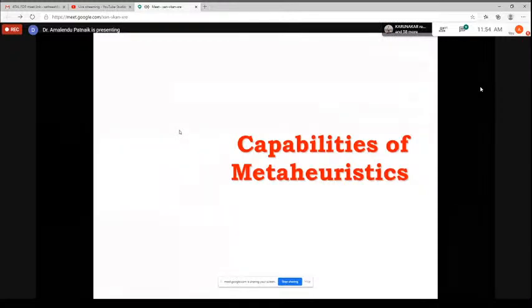So we've studied the different meta-heuristic techniques that have been applied in antenna engineering. Now, let us study how to effectively use these for antenna designing. Before that, let us see what the capabilities of these meta-heuristics are, or what kind of problems these meta-heuristics can solve.